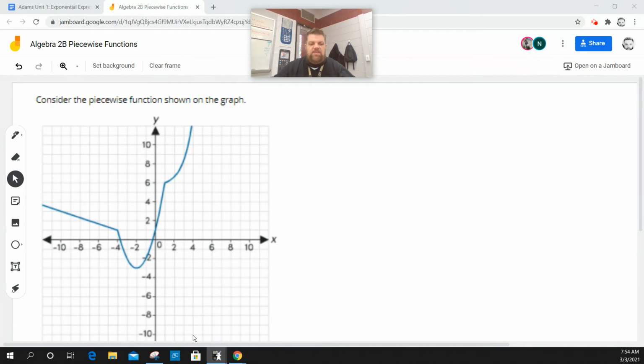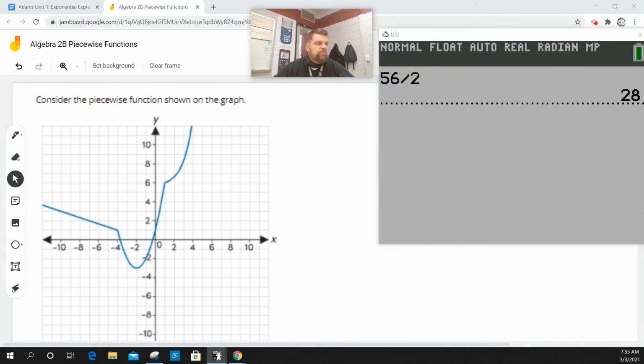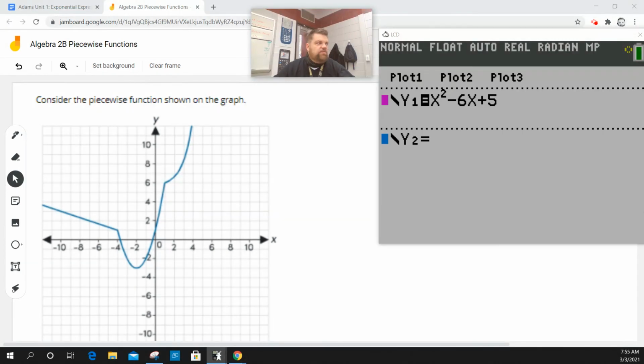I'm just going to graph these in case you guys aren't 100% familiar with what different functions are. So let me pull up my little screen here. This is the calculator. I'm just going to graph three different types of functions. There are three functions used here.